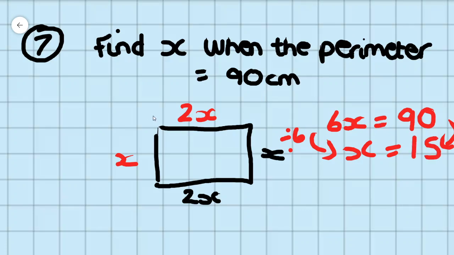And I don't even need to work out the lengths here. If I wanted to, I could put them in. So obviously this length, where it says 2x, would be 30. This would be 15, 30 and 15. But I don't even need to go that far.